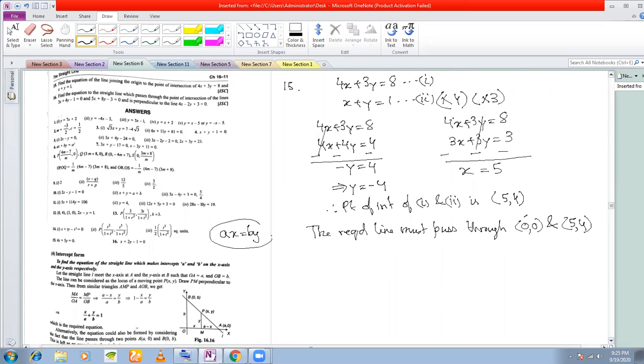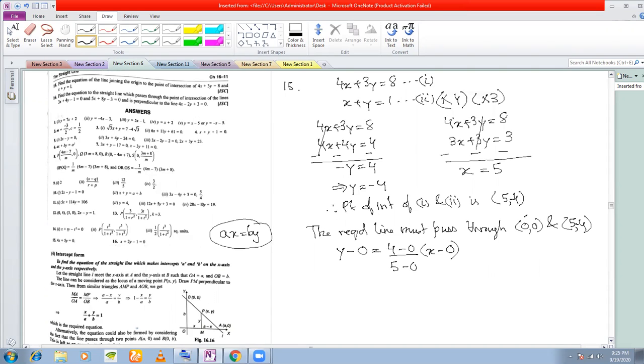There will be no constant term here. The line passes through the origin, so let us see: y minus y1 is equal to y2 minus y1 by x2 minus x1 times x minus x1. The points are 0, 0 and 5, minus 4.